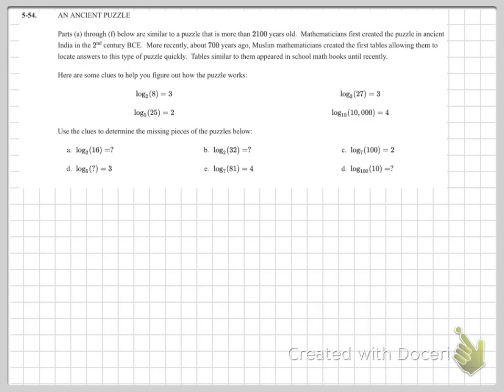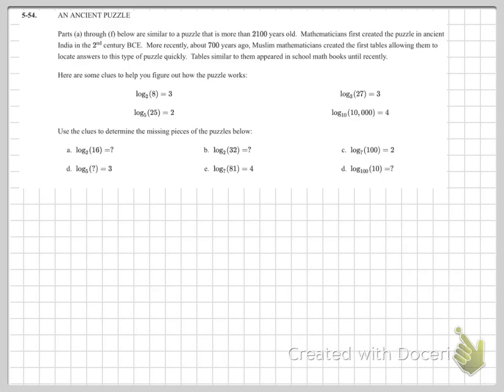Mathematicians first created the puzzle in ancient India in the 2nd century BCE. More recently, about 700 years ago, Muslim mathematicians created the first tables allowing them to locate the answers of this type of puzzle quickly. Tables similar to them appeared in school math books until recently. Here are some clues to help you figure out how the puzzle works.